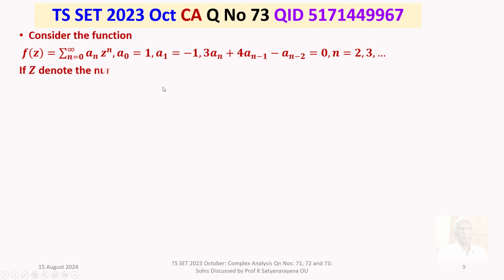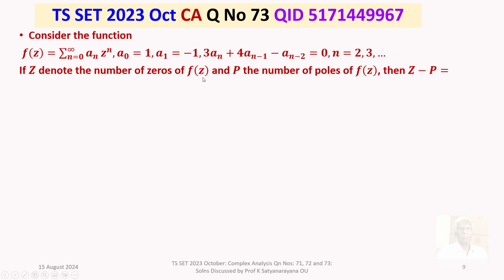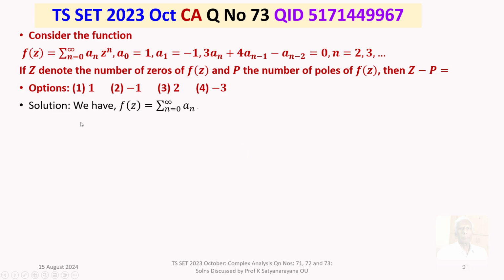Now, if capital Z denotes the number of zeros of f(z) and capital P denotes the number of poles of f(z), then you are asked to find the value of Z minus P, the number of zeros minus the number of poles of this function. Right, you are given a function which is a power series, and a_0 is 1, a_1 is minus 1, and we are given a recurrence relation valid from n = 2 to infinity. Let's now discuss the solution of the problem in detail.